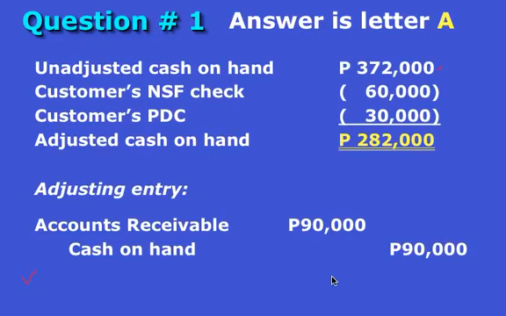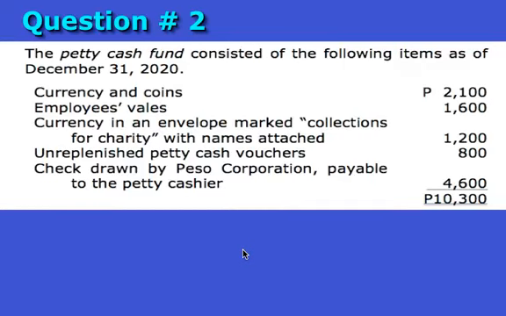Next, number 2, petty cash fund. Kung ibibigay sa atin yung composition, alam mo na gagawin: include, exclude. Cash include, not cash exclude. So, composition of petty cash fund given. Currency and coins, include. That is cash.